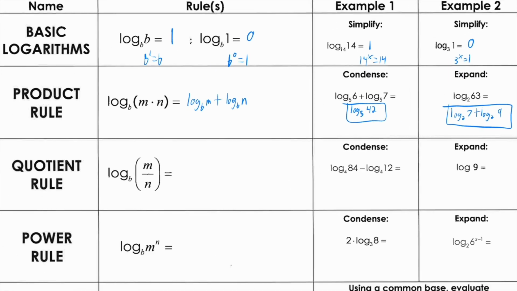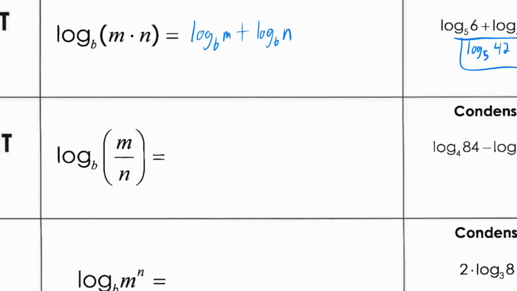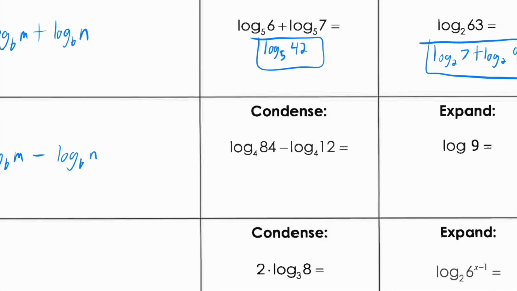The quotient rule is the same idea, but now we're dividing. And so instead of adding the two separate logarithms, we will be subtracting the two logarithms, with the one with a minus sign being on the bottom of our fraction. So as we condense, this would be log base 4 of whatever 84 divided by 12 is, which is 7.